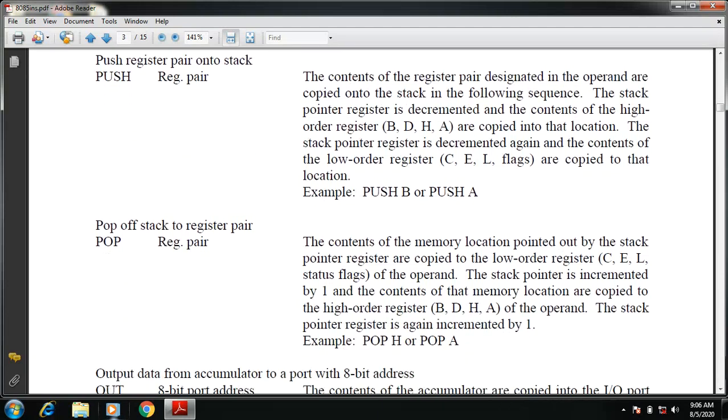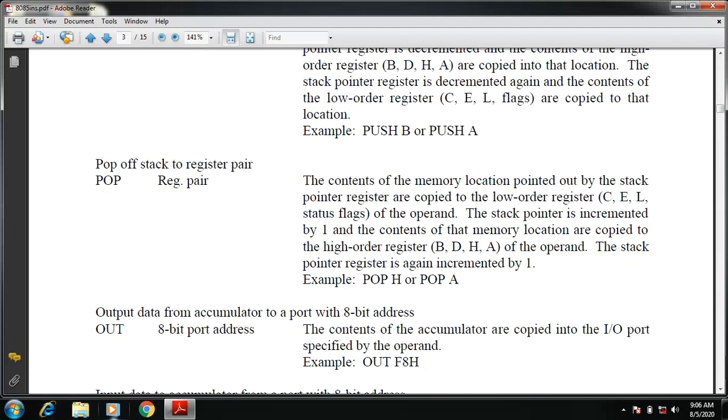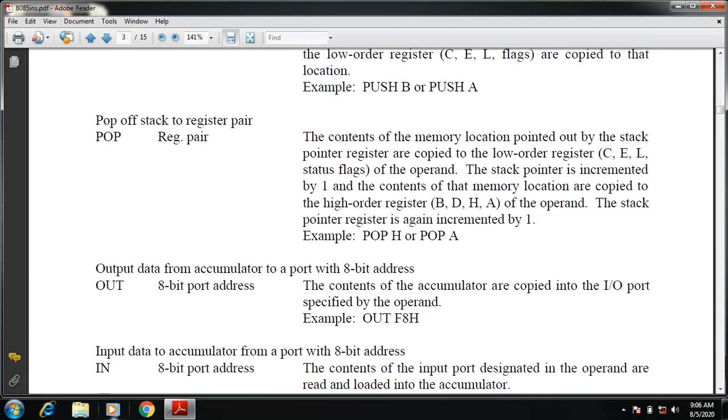Next, pop stack to register pair. So push means pushing 16-bit data, that is a register pair. Similarly, for pop stack to register pair, the content of the memory location pointed to by the stack pointer register is copied to the lower order register first. First it transfers the data to the lower order register C, E, L, then the higher order register. After that it transfers the data to the higher order register like B, D, H, A, to pop the data from the stack pointer.